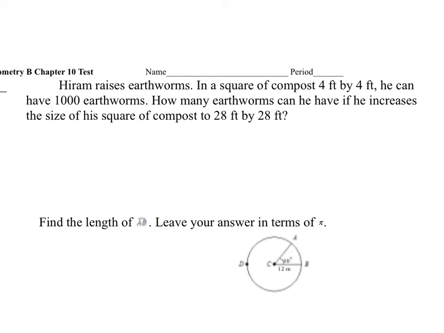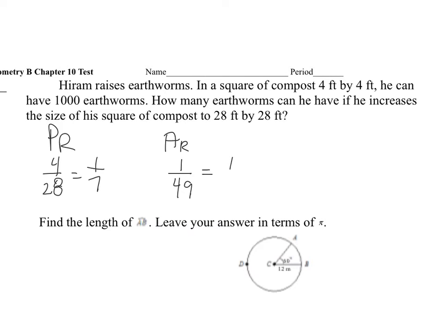First question is telling me that Hiram raises earthworms in a 4x4 compost, and he can hold 1,000 earthworms. What if he increases it to 28 by 28? So first, to figure out the perimeter ratio, the perimeter ratio here would be 4 over 28, which is equal to 1/7. Now I want to look for my area ratio, because when you're talking about holding 1,000 earthworms, that's in the whole area of the 4x4 compost. So my area ratio would be 1 over 49.